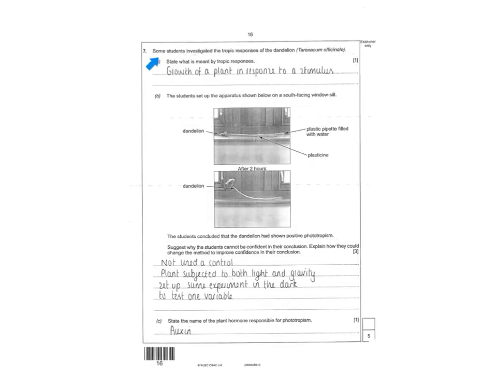Some students investigated the tropic responses of the dandelion. What is meant by a tropic response? It's the growth of the plant in response to a stimulus. The students set up the apparatus shown below on a south-facing windowsill.